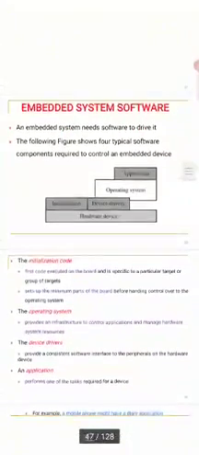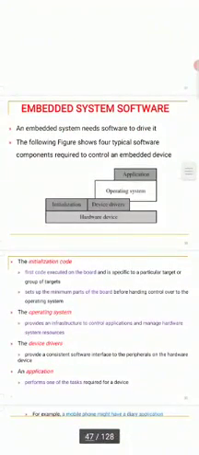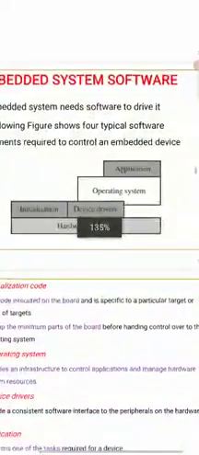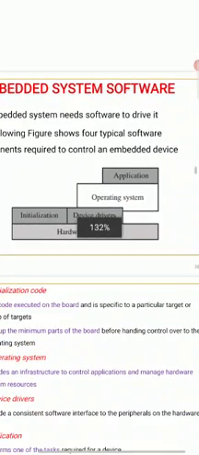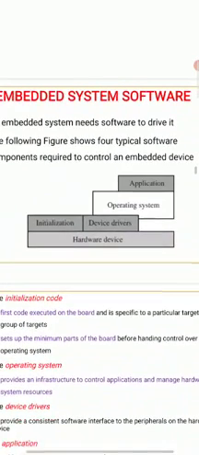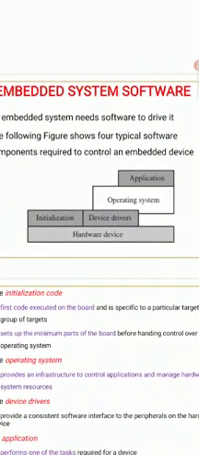And the keywords: an embedded system needs software to drive it. The following picture shows the software. Okay, what does it do? The following figure shows the typical software components required to control embedded devices. The question is embedded system software. You have to draw the diagram: applications, operating systems, initialization, device drivers, and hardware.